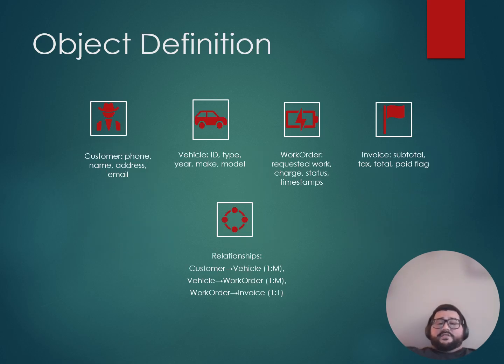These are the different kinds of information that we'll be taking. So for the customer, we're going to get their name, phone number, address, and email, as well as the vehicle type, make, year, model, and then what work they're requesting us to perform. And then eventually we're going to have our invoices and if they're paid or not.